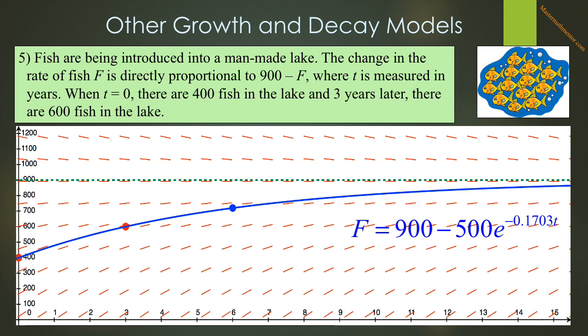Also note that if the lake were overstocked with fish and there were too many in there, the model still works, and the number of fish would go down, presumably because there wouldn't be enough food in the lake, and again will become asymptotic to 900.